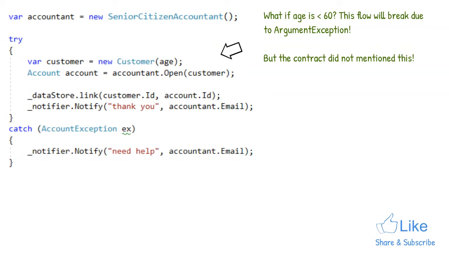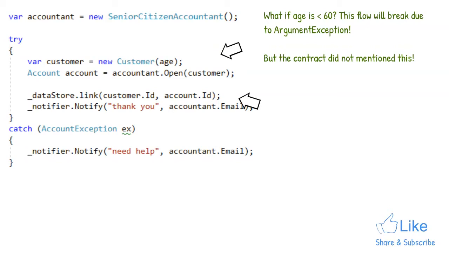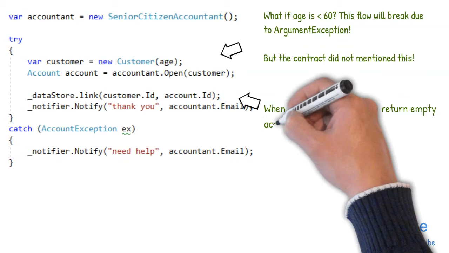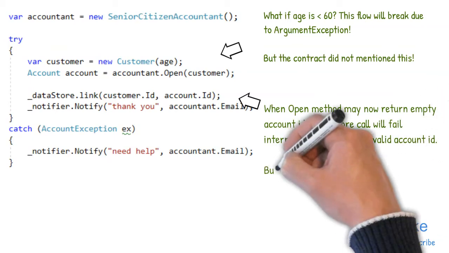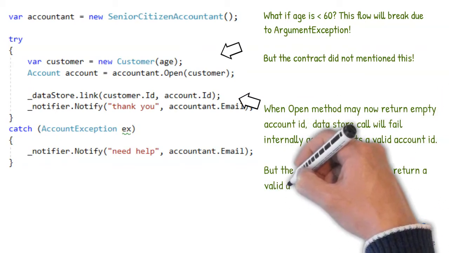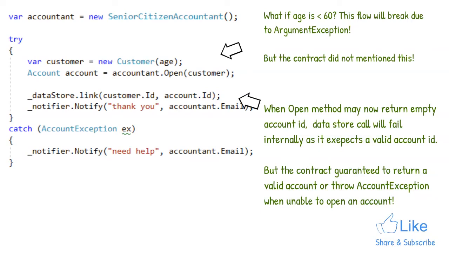The second break which we have introduced is because of the account ID validation in accountant entity versus in senior citizen accountant entity. Accountant entity throws account exception if the account ID is either null or empty, and this has been mentioned in the contract. But senior citizen accountant throws account exception only if ID is null. It doesn't throw any exception when ID is empty, which means whenever the ID will be empty, the senior citizen accountant will return an account entity, and this will bring a failure where data store is trying to link customer ID with account ID and the account ID is empty.